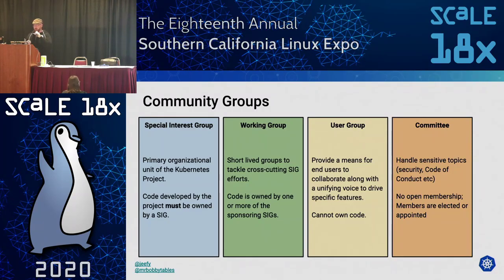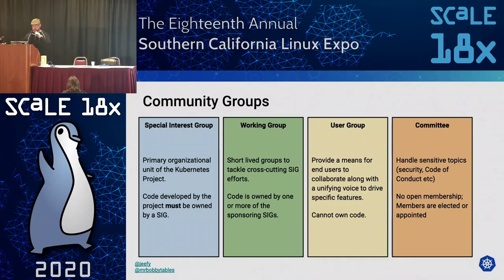Working groups are intended to be short-lived projects or short-lived groups. They have a goal and they will dissolve when that goal is achieved. They tend to form together when there is a general need by multiple SIGs or the community to achieve something cool, awesome, we're dissolving. Any code that's developed by a working group must be owned by one or more of the sponsoring SIGs.